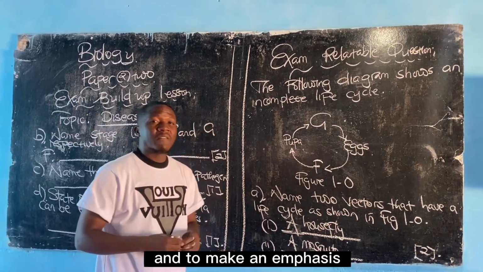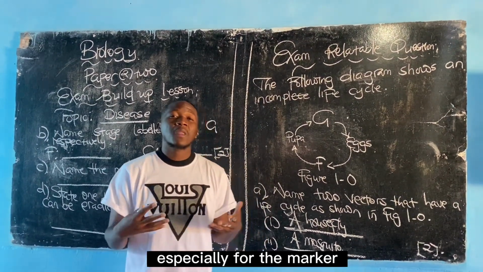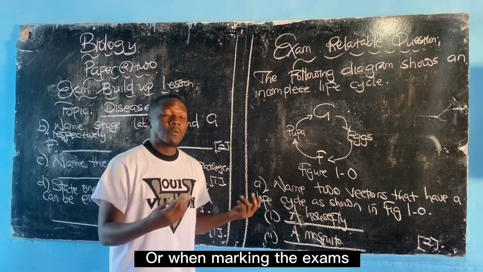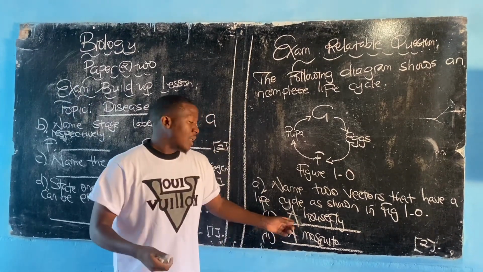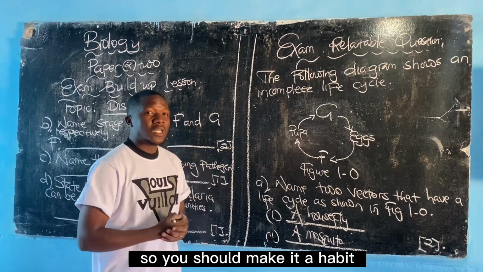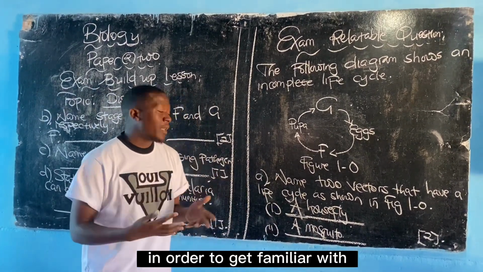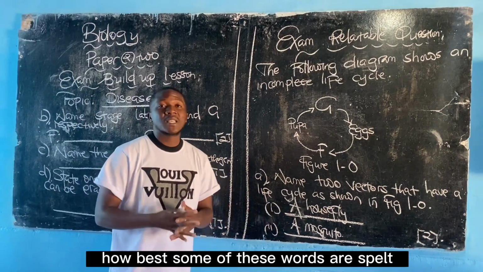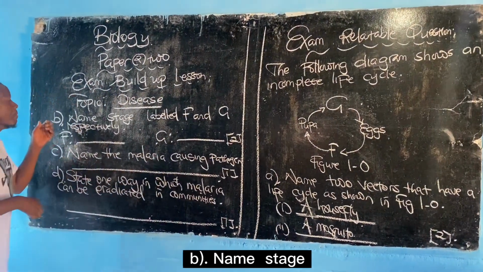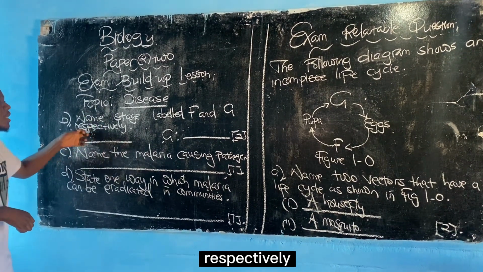And to make an emphasis, biology is sensitive to spellings, especially for the marker in an exam or marking the exams. A misspelled letter can change the meaning of the word, so you should make it a habit that you go through everything often in order to get familiar with how best some of these words are spelled. Then we continue. B, name stage labeled F and G respectively.